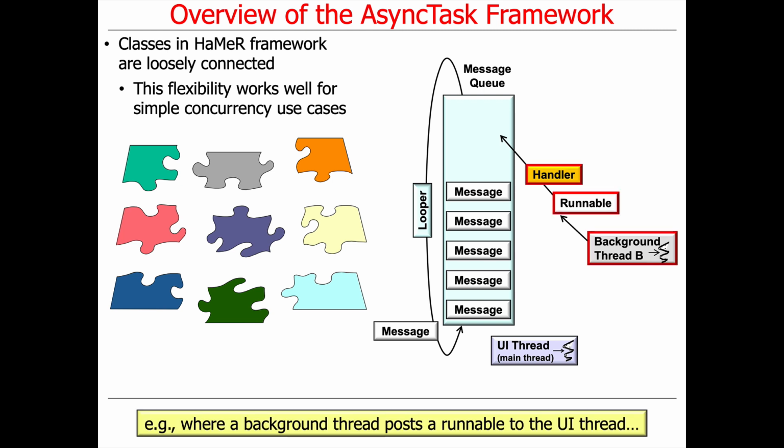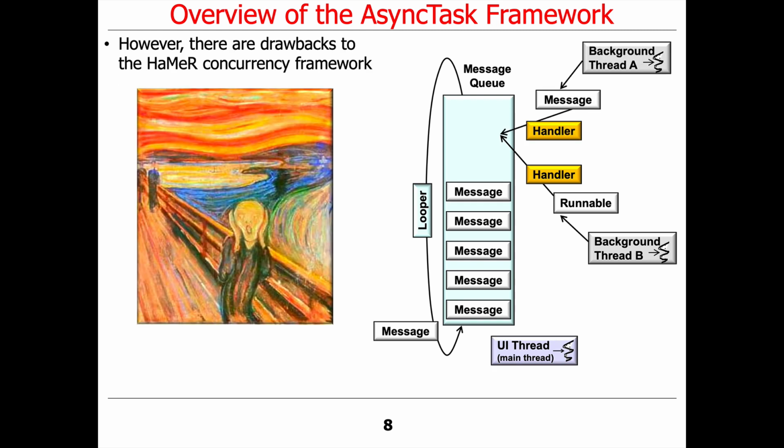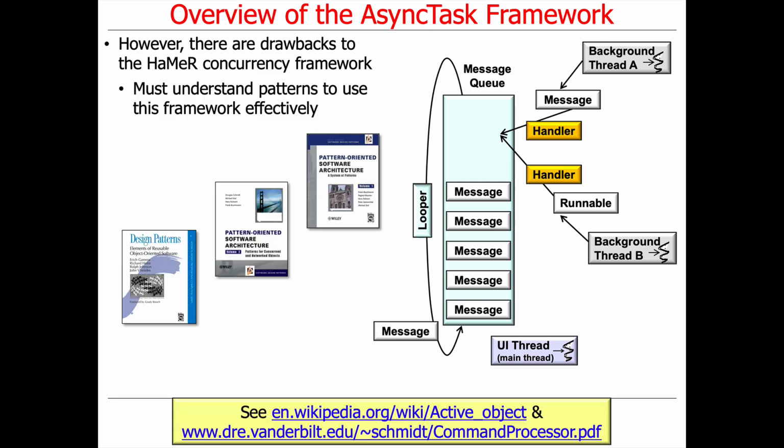For example, you have a background thread that does some computation, maybe blocks for a while, and then posts a runnable with a result to the user interface thread. The user interface thread takes that runnable and dispatches the run hook method of the runnable in the context of the UI thread to update the GUI. Those kinds of things work perfectly well for getting information from the background thread to the user interface thread. However, it's important to realize that there are various drawbacks to the Hammer concurrency framework.